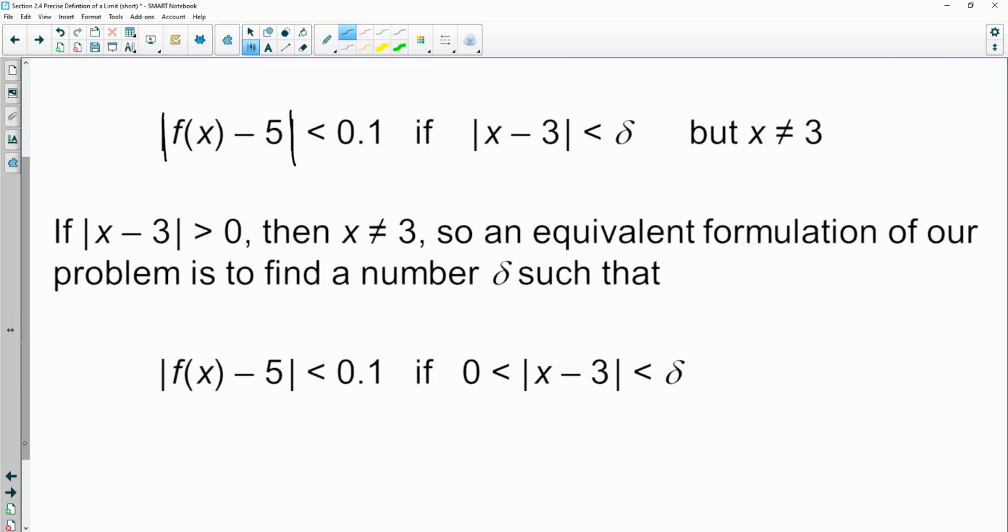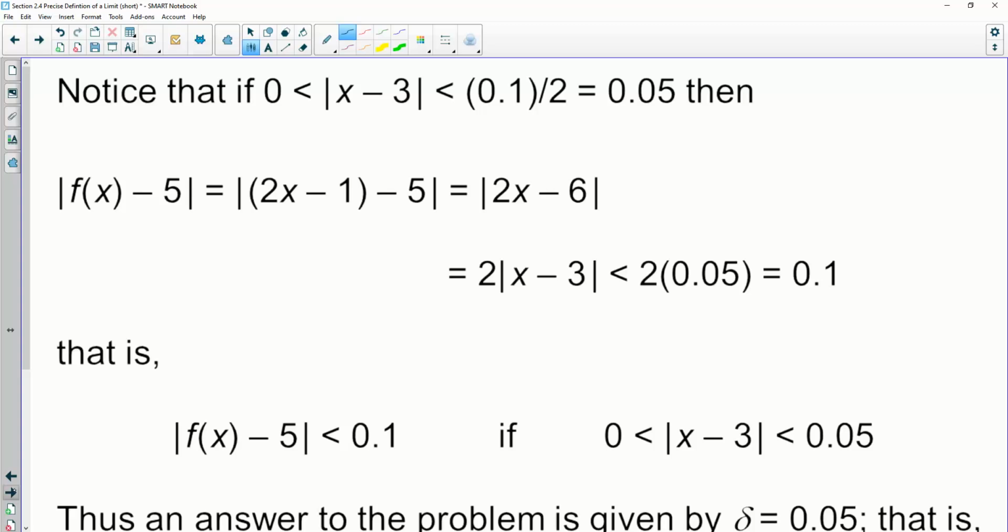Your textbook uses this a lot, writing that the absolute value of x minus 3 is between 0 and delta, but I don't really do that. It's kind of redundant. If you're looking at your book, they write that as a compound inequality, and that's really not necessary. We know it's greater than 0. We know absolute value is positive.